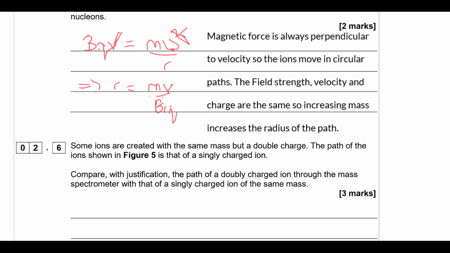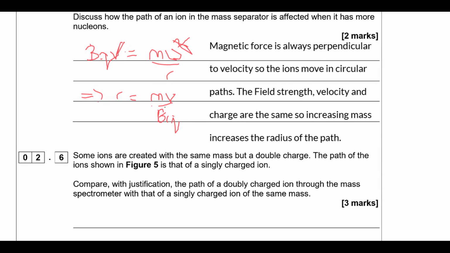So if we look at this equation up here that we had, if we have the same mass and also the same magnetic field strength, those are the same. So the only things that could affect the radius are the v and the q. First off, we need to work out whether the charge is going to affect the velocity of your particle.